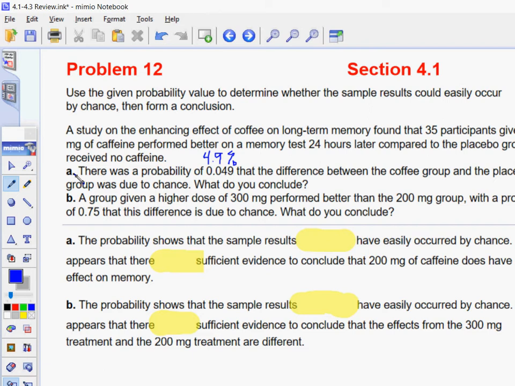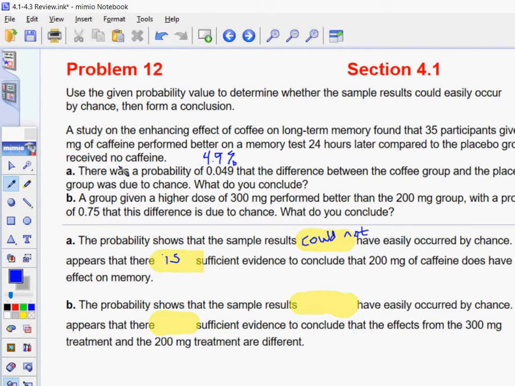So my conclusion is that the probability shows that the sample results could or could not have easily occurred by chance. I would say could not. Could not have easily occurred by chance. And it appears that there is sufficient evidence to conclude that 200 milligrams of caffeine does have an effect on memory. There may be something here.